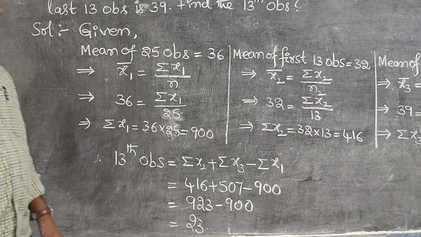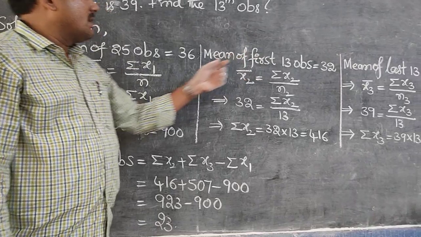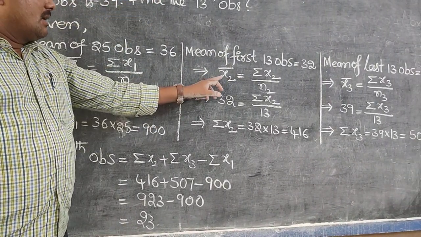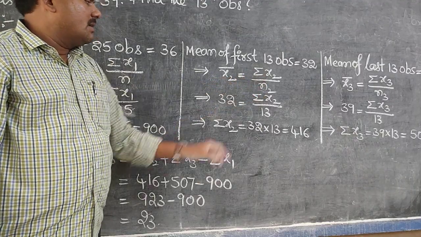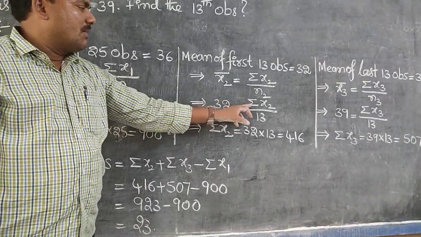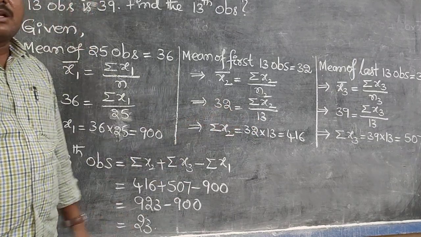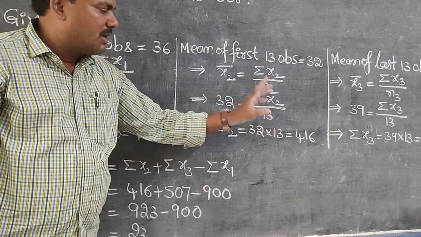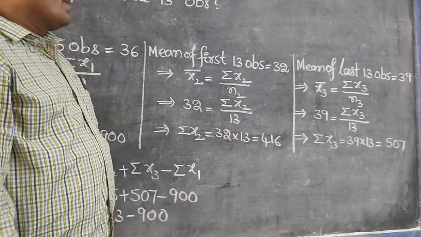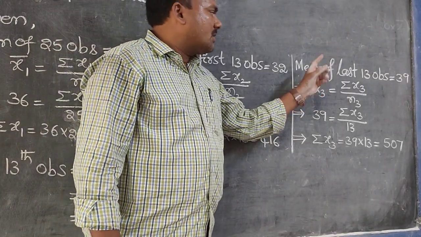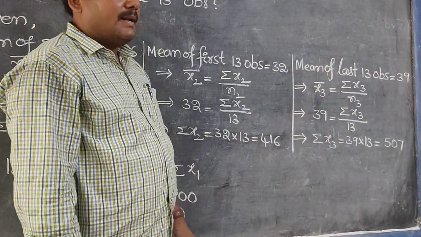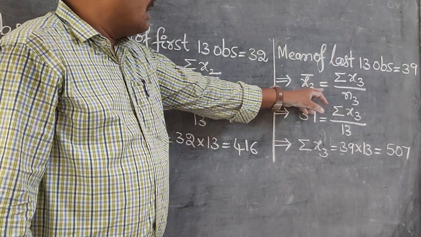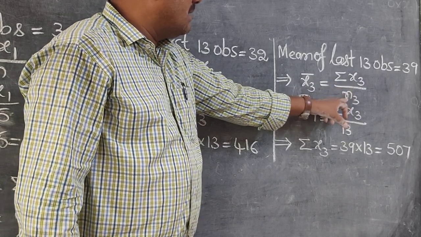And also what they gave, the mean of the first 13 observations equal to 32. Apply the same formula. x2 bar equal to summation x2 by n. Then 32 equal to summation x2 by 13, and go for cross multiplication. Summation x2 equal to 32 into 13, it becomes 416. Mean of the last 13 observations equal to 39. The last observations are considered with mean x3 bar. x3 bar equal to summation x3 by n3.